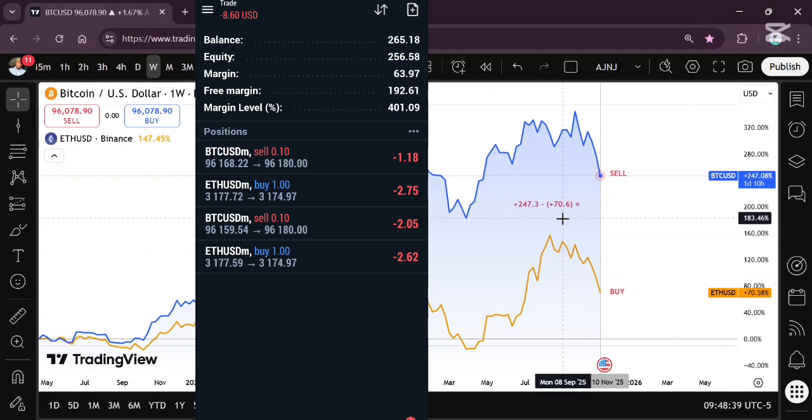As you can see, we are still floating on minus 8 point, okay, minus $10. But trusting the system, trusting yourself, trusting the process, right?